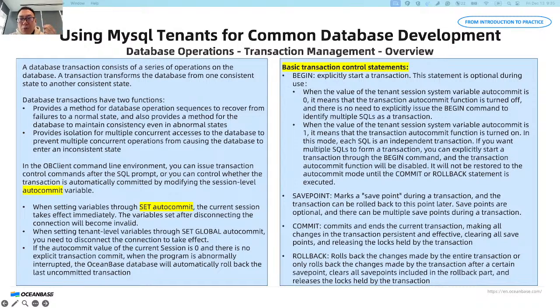to recover from failures to a normal state, and also provides a method for the database to maintain consistency even in abnormal states. The next is to provide isolation for multiple concurrent accesses to the database, to prevent multiple concurrent operations from causing the database to enter an inconsistent state.